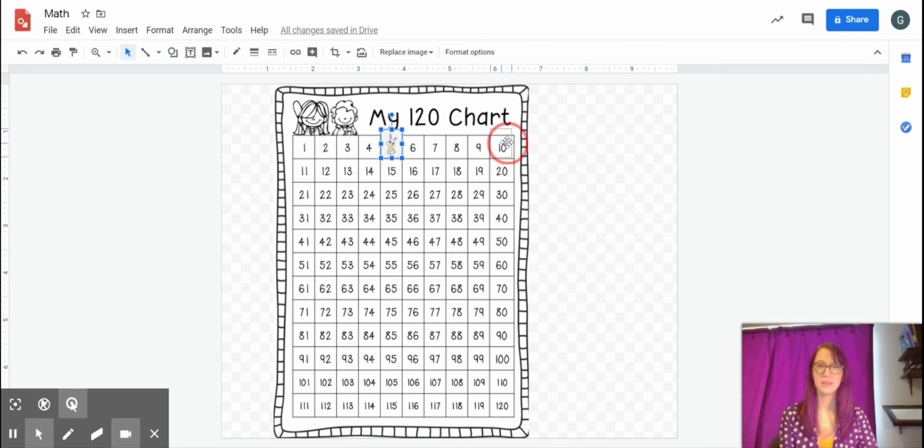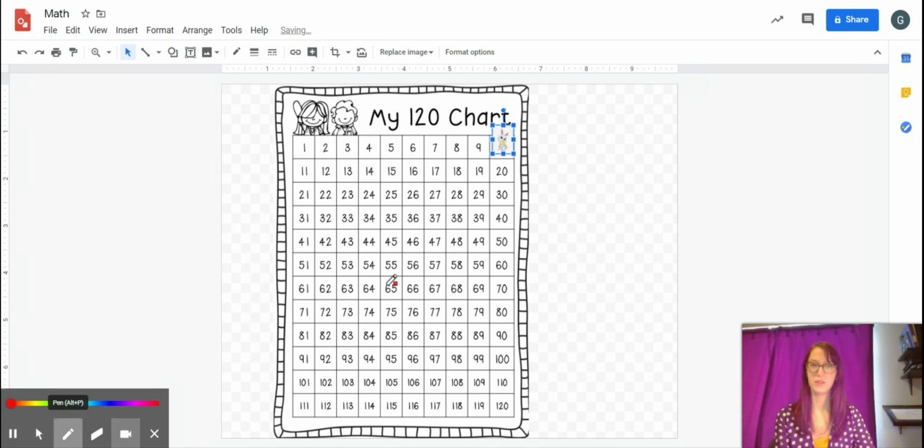Let's start at 10, and we'll skip 1, 2, 3, 4, 5, 6, 7, 8, 9, 10. Went down to 20, skip another 10. 1, 2, 3, 4, 5, 6, 7, 8, 9, 10, 30. What do you think the next number is going to be? 10, 20, 30. If you guessed 40, you're correct. I bet you can already see the pattern.